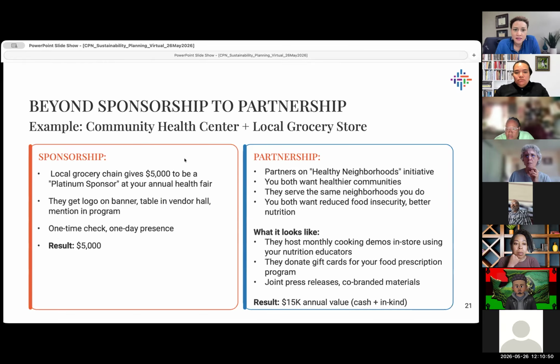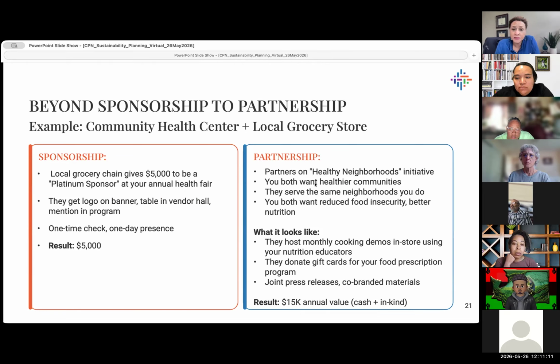That lessens the competition. So one of the examples is a community health center and a local grocery store. So a local grocery store gives $5,000 to be a platinum sponsor at the health fair. They get a logo, table in the vendor hall, and a mention in the program, but it's that one-time check and it's that one-day presence.